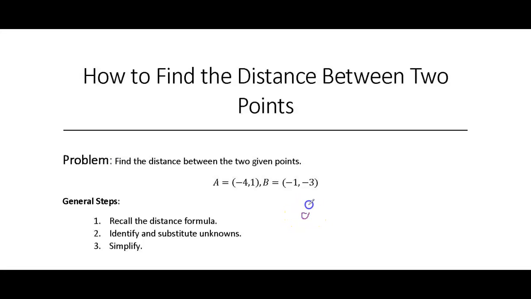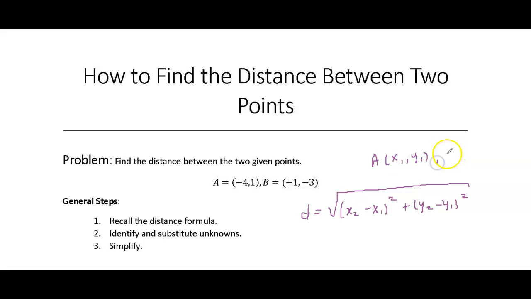Remember, the distance formula is D equals the square root of (x2 minus x1) squared plus (y2 minus y1) squared. And the x1s and y1s and x2 and y2, they correspond to different points. If we had point A with coordinates x1, y1, and point B with coordinates x2, y2, then this would be the distance between those 2 points.